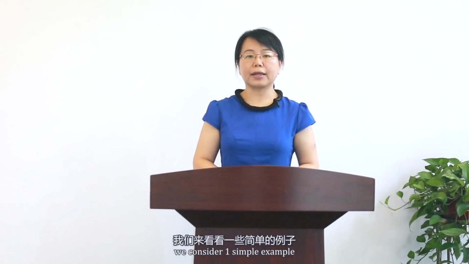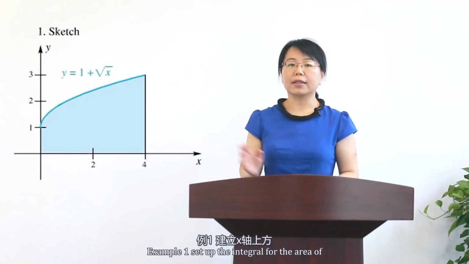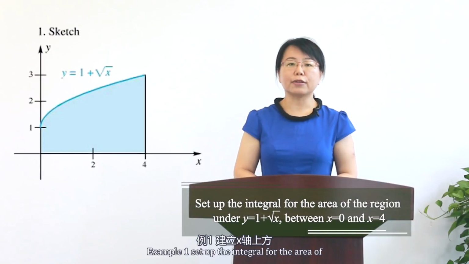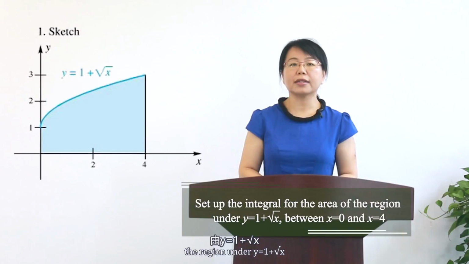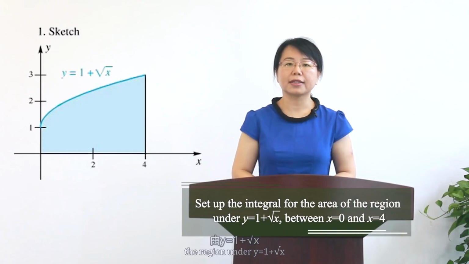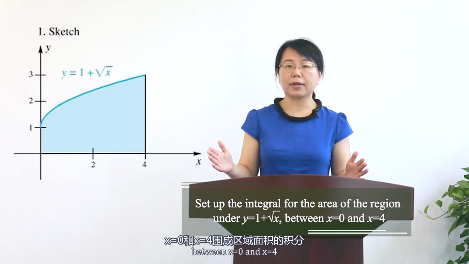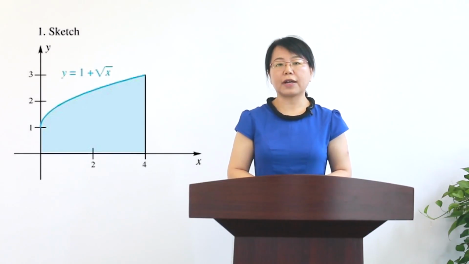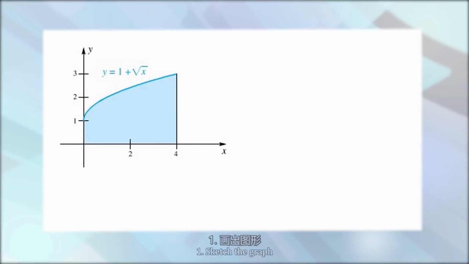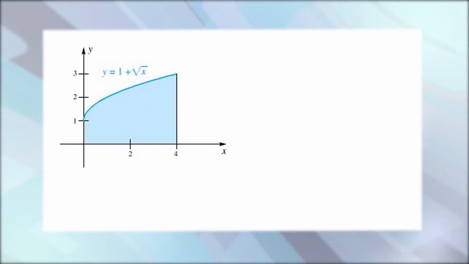To illustrate them, we consider a simple example. Example 1. Set up the integral for the area of the region under the curve y equals 1 plus the square root of x, and between x equals 0 and x equals 4. Now let's follow these 5 steps. So first, we sketch the graph of the function.